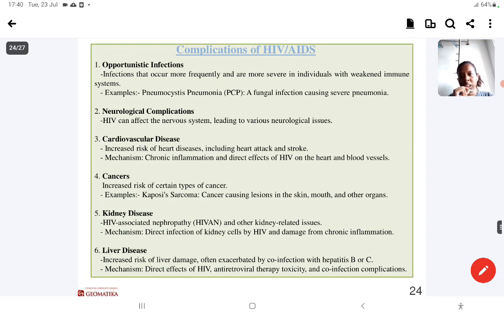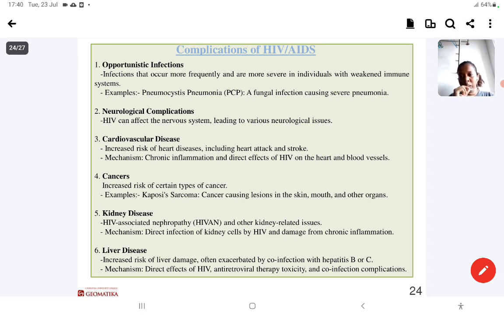Okay, this one is about the complications of HIV/AIDS. First will be opportunistic infection, infections that occur more frequently and are more severe in individuals with a weakened immune system. For example, pneumonia, a fungal infection causing severe pneumonias. Second one will be neurological complication. HIV can affect the nervous system, leading to various neurological issues.